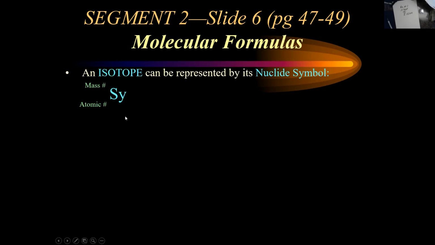And the top number is the mass number. I want to remind you that there's a difference between mass number and atomic mass. The atomic mass of an element is the number that's written at the bottom of each symbol. In the case of chromium, it's 52.00. Now, that's not necessarily the mass number. The mass number is just a count.